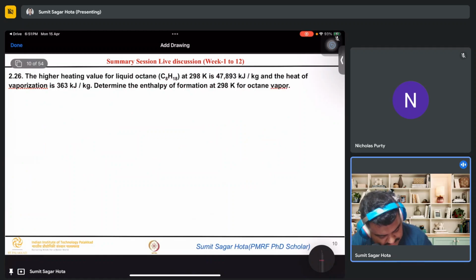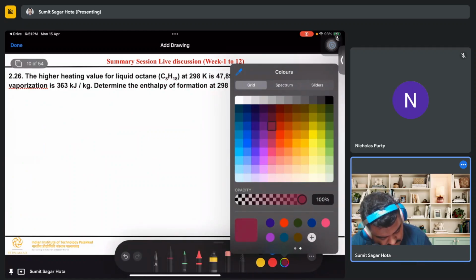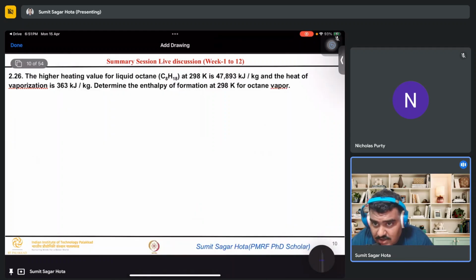Let's go to the next question. The higher heating value of liquid octane at 298 Kelvin is 47893, and the heat of vaporization is 363 kilojoule per kg. So there are two data given: the higher heating value and the heat of vaporization, that is hfg. We need to find out the enthalpy of formation at 298 Kelvin. This type of simple question we can expect.